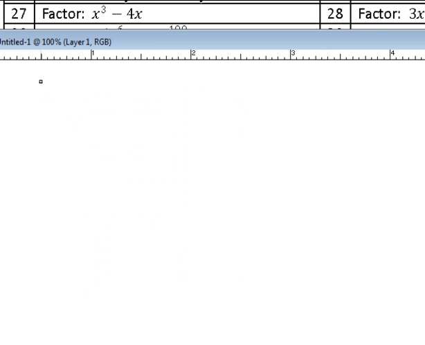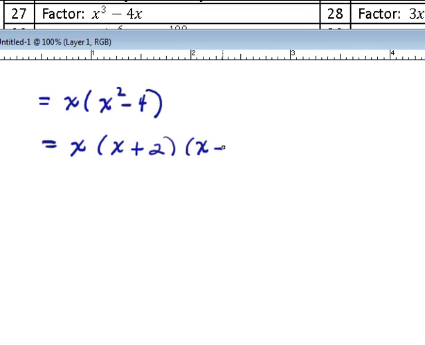In number 27, we're going to start by pulling out the common factor of x. So let's do that. So we have x times x squared minus 4. Now this can be factored further. We have a difference of 2 squares here. So we have x plus 2 times x minus 2.